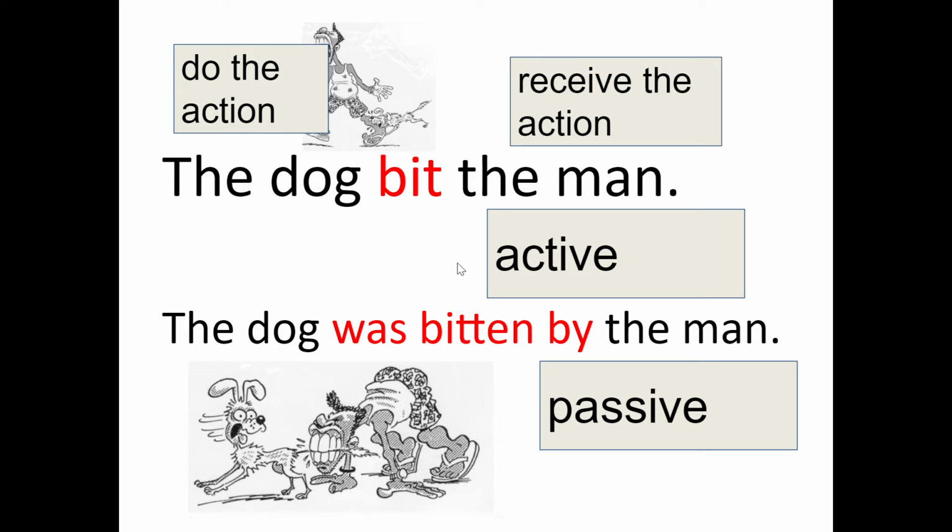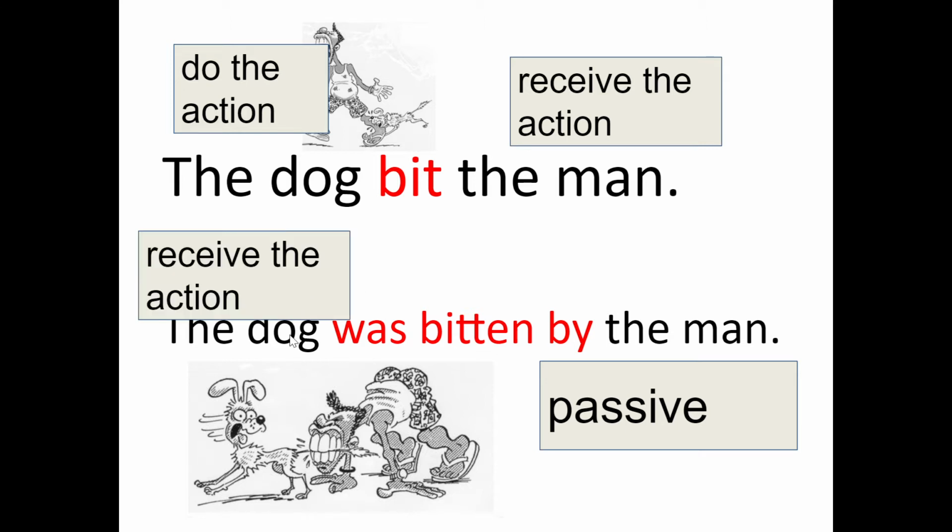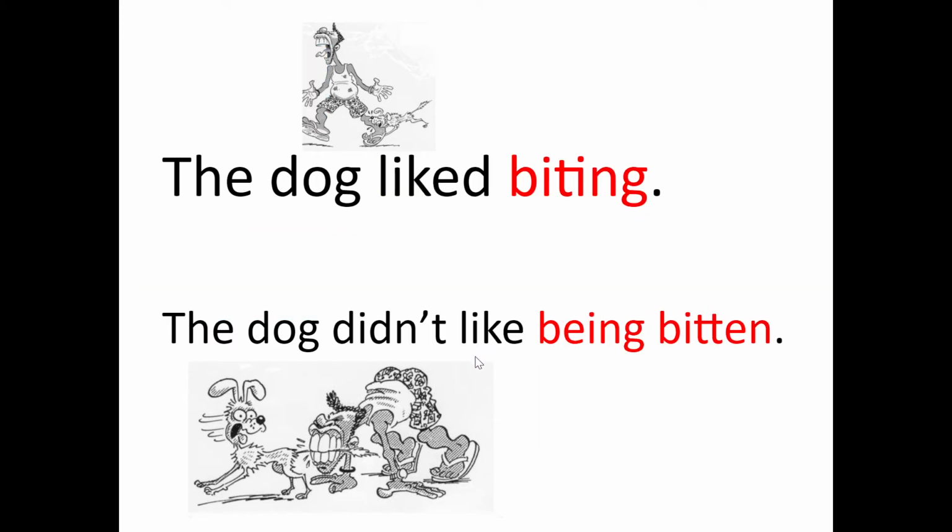But in the passive sentence it's opposite. In the passive sentence, here the subject is receiving the action. The dog is receiving the biting, and the person or thing that is doing the action comes after the preposition by, in this case, the man.